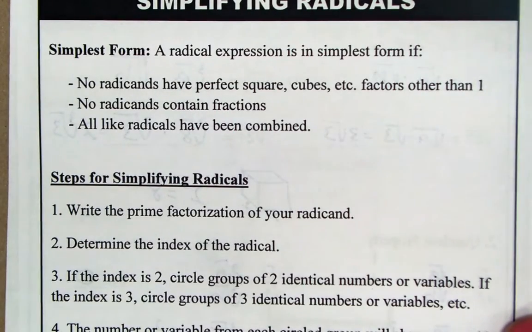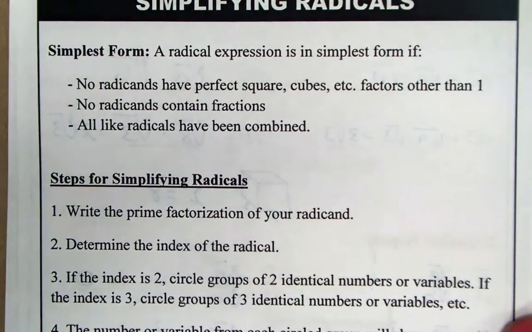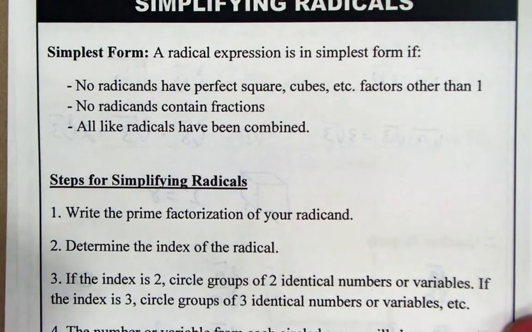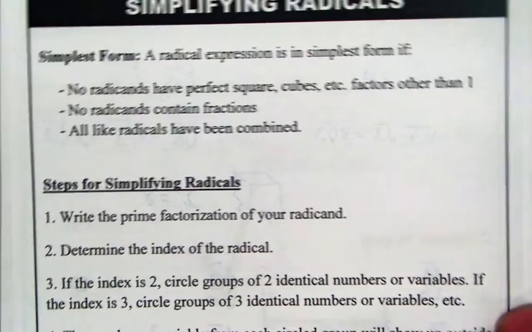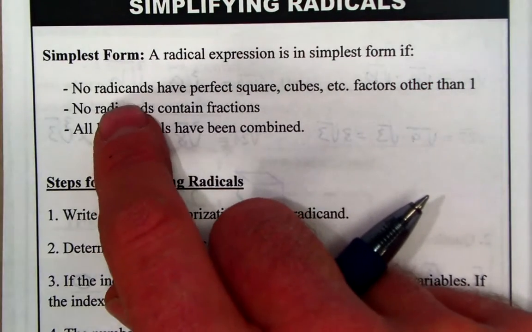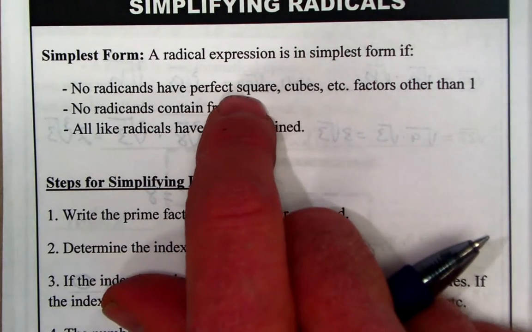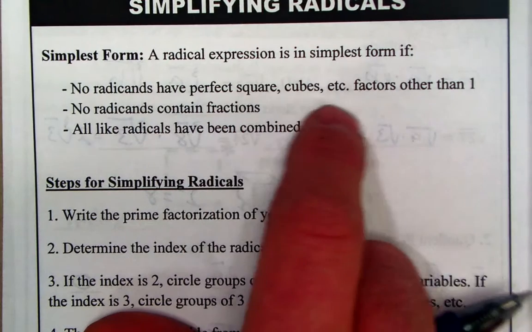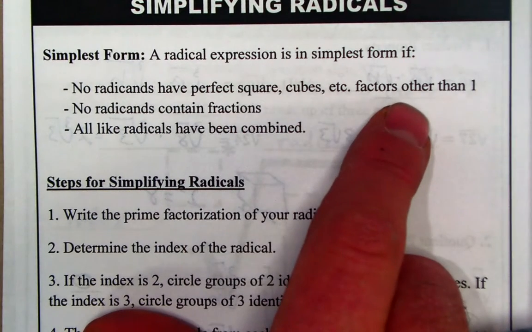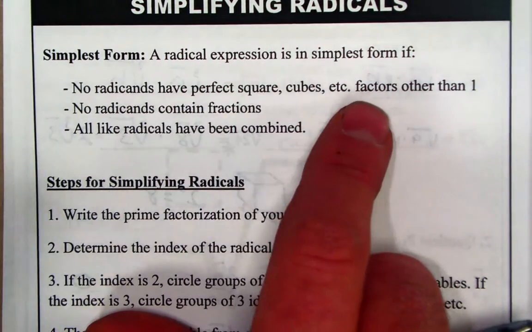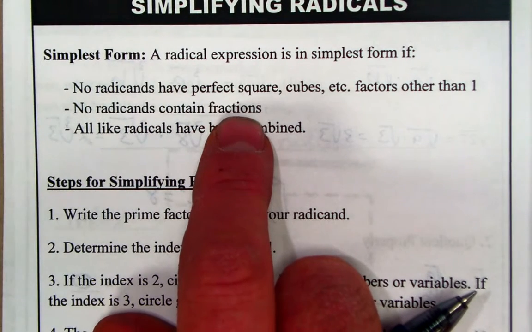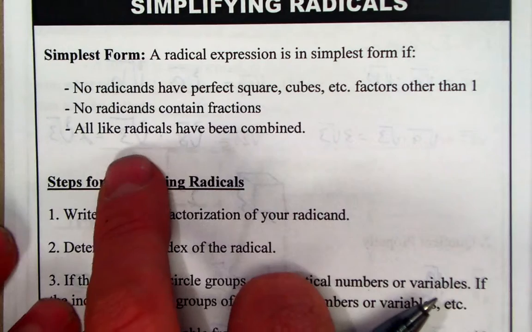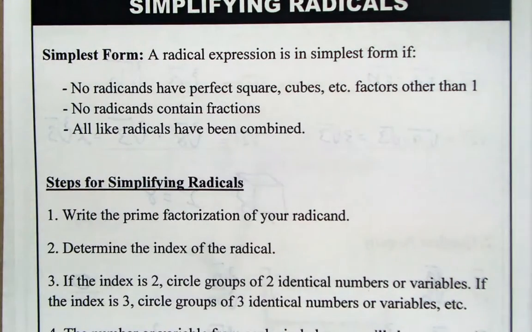Okay, so some of you have asked, how do you know if your answer is simplified? Well, these are the conditions. A radical is going to be simplified, or in its simplest form, if no radicands, nothing under the radical sign, is made of perfect squares, cubes, or factors other than 1. And no radicand contains fractions. You shouldn't have a fraction inside the radical. And all like radicals have been combined. We'll do some examples.